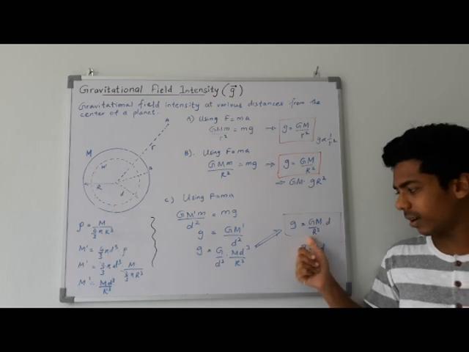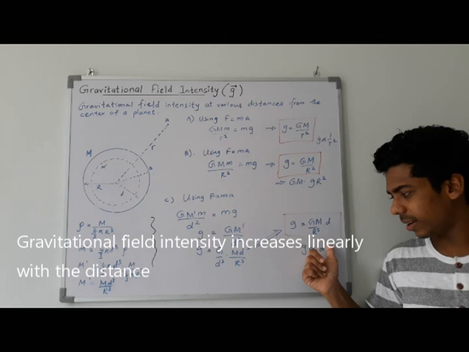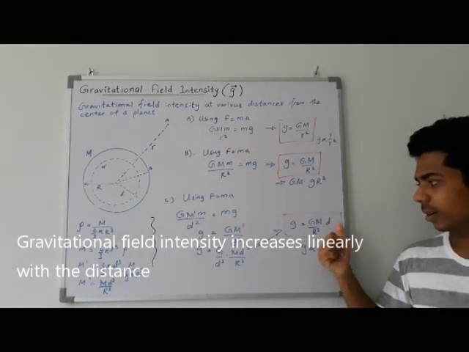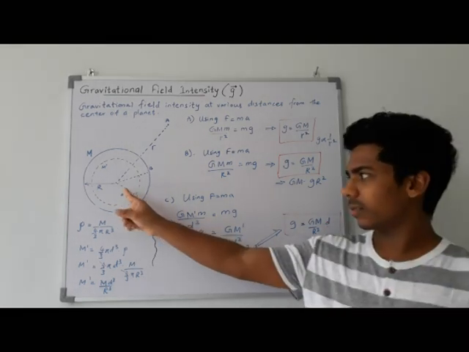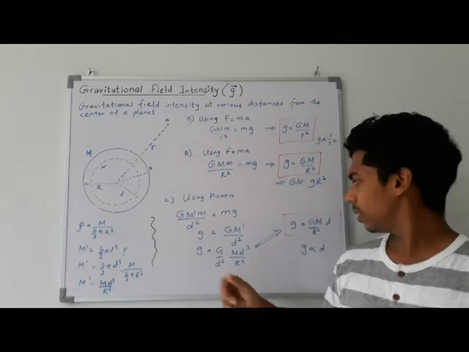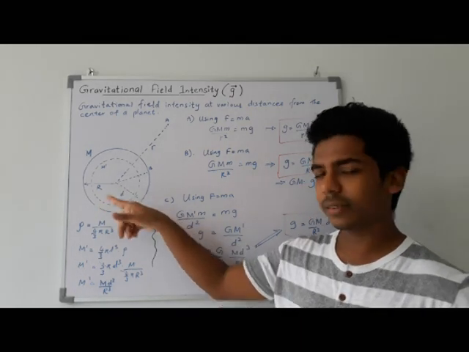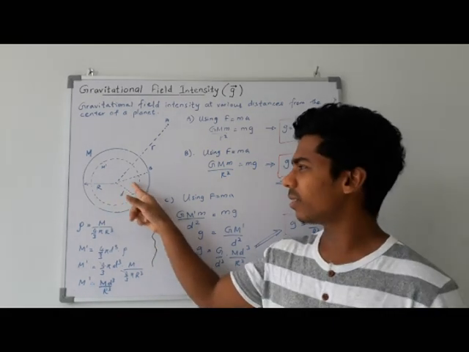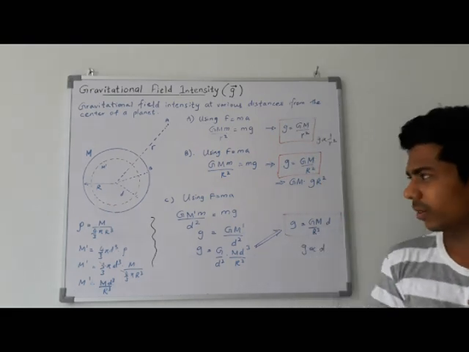Therefore we can see the gravitational field intensity increases linearly. So as we can see from this equation, if the distance is 0, that means the mass is at the center, the gravitational field intensity is going to be 0. That means if you consider the center, it is symmetric everywhere. From every side, it pulls back with the same magnitude. Therefore, at the center, the gravitational field intensity is going to be 0.